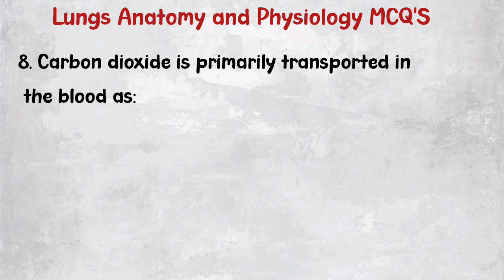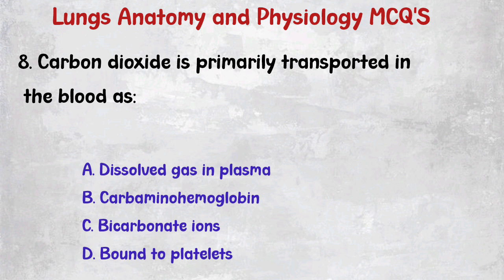Question number 8. Carbon dioxide is primarily transported in the blood as, we have A, dissolved gas in plasma, B, carbaminohemoglobin, C, bicarbonate ions, and D, bound to platelets. So how is carbon dioxide transported in the blood? The answer is C, which is bicarbonate ions. Most carbon dioxide is transported as bicarbonate in plasma.